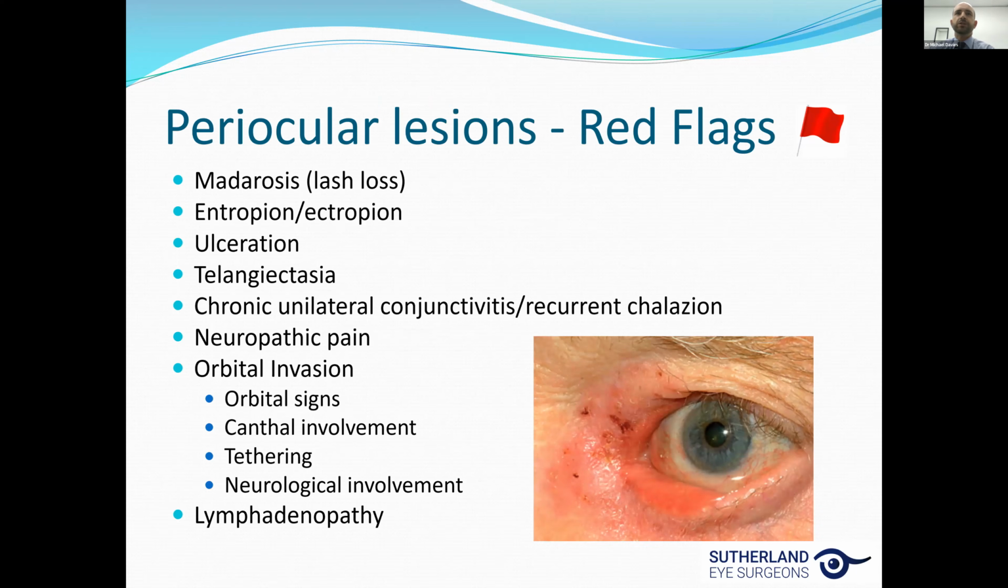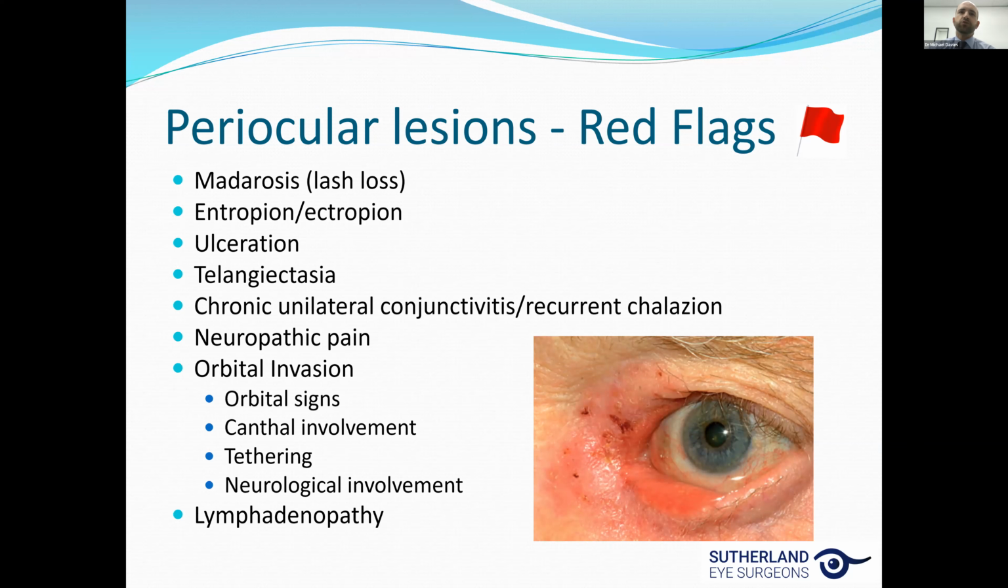This is probably the take-home slide from the talk here. So these are the red flags to look for when you're looking at periocular lesions. Madarosis, lash loss, any change in lid malposition, so entropion or ectropion, ulceration within part of the lesion, telangiectasia, which you classically see with BCCs, but can be seen in other types. Again, as we mentioned with sebaceous, that chronic unilateral conjunctivitis or a recurrent chalazion, always think, could this be sebaceous? Neuropathic pain in association with an invasive squamous cell carcinoma.